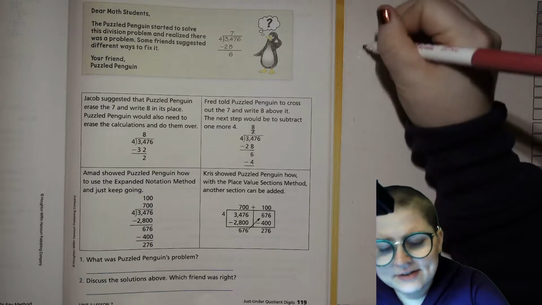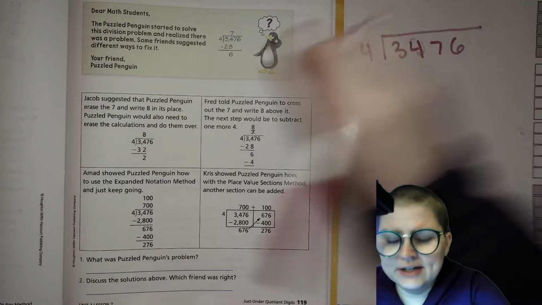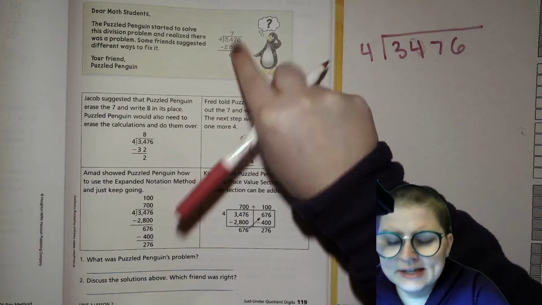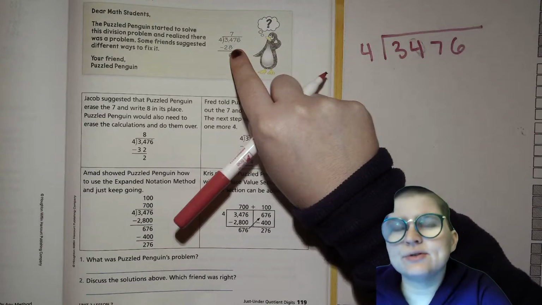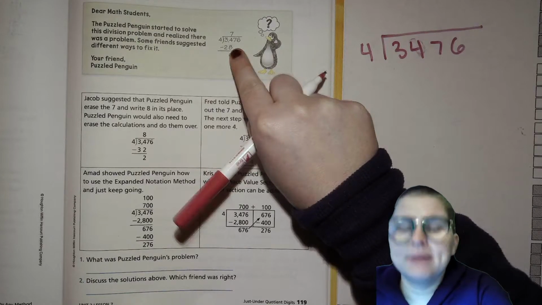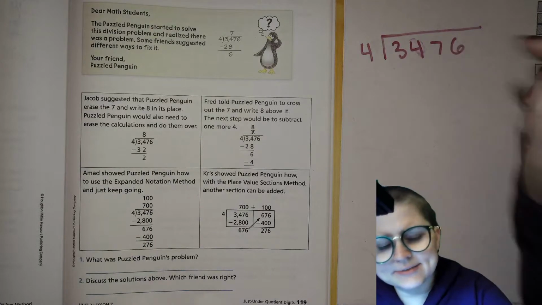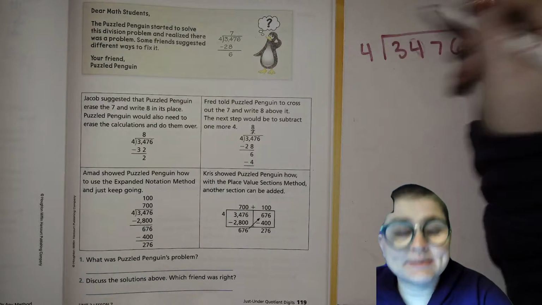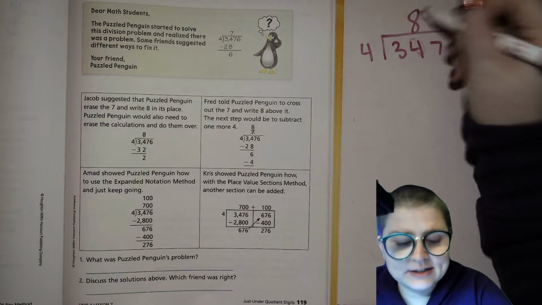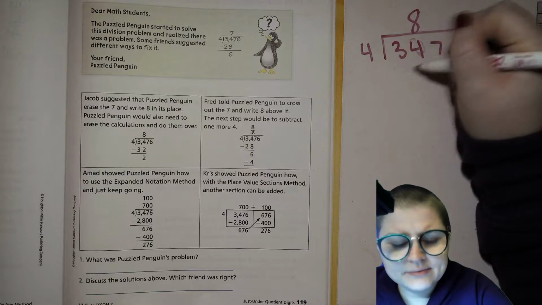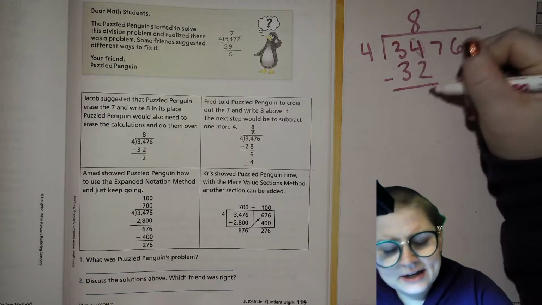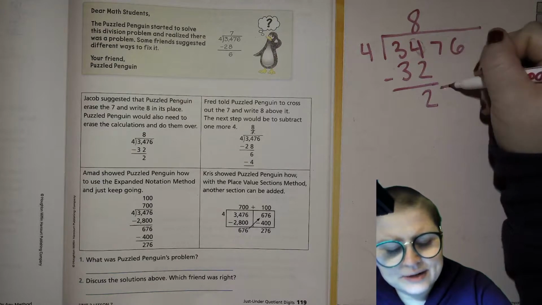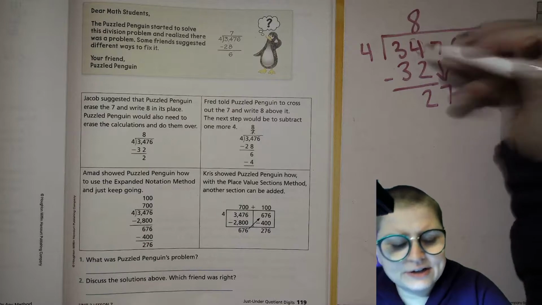476 divided by 4. So he did 3 times 7 is 28. And that's pretty close to 34. But I think what he realized his problem was, instead of 4 times 7, he should have done 4 times 8, right? Because that'll get you 32. And then you have 2 as your difference, right? Let's go ahead and finish solving it.